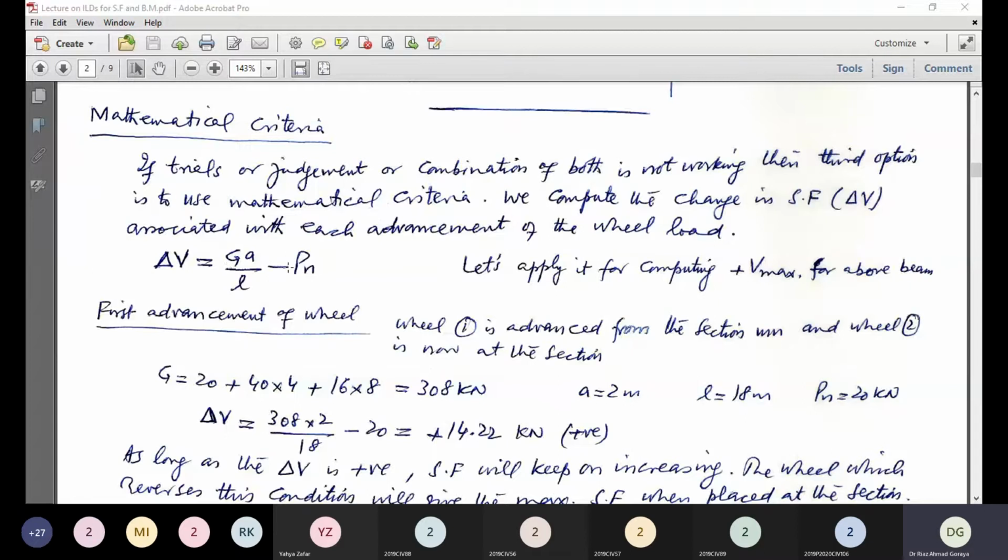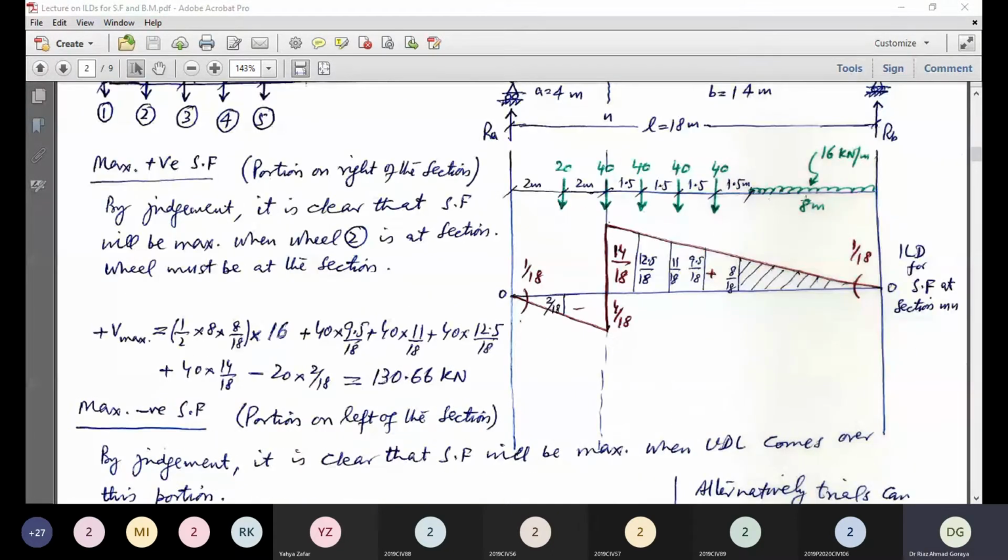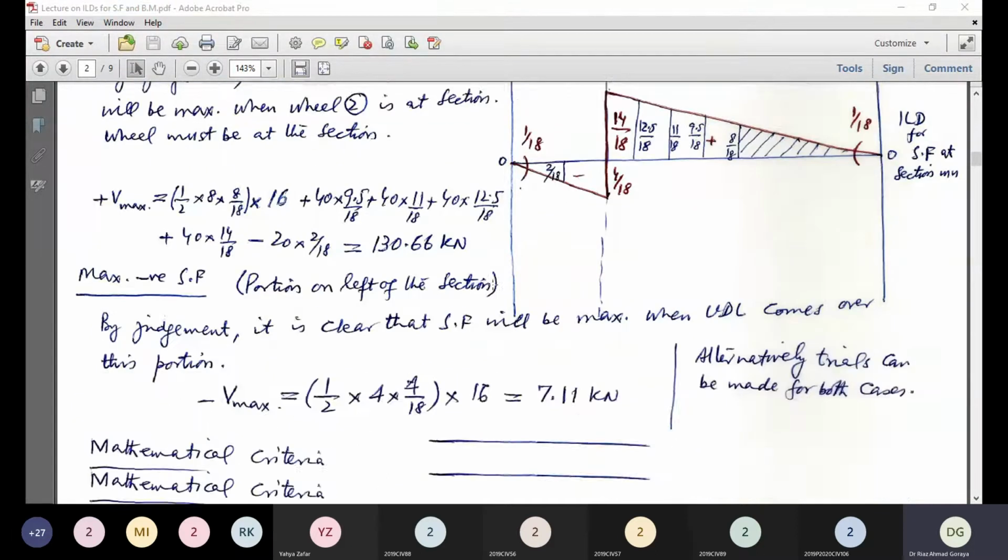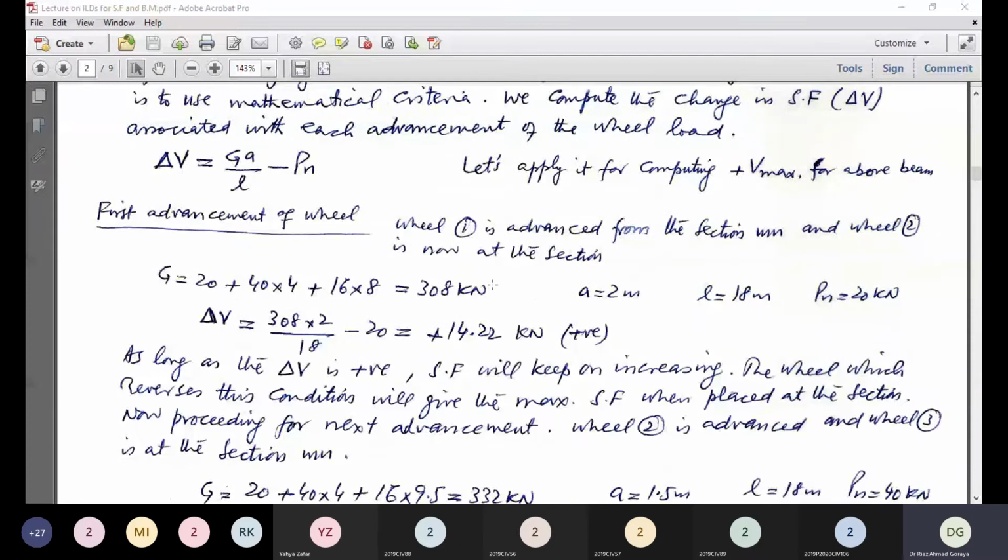Let's apply it for computing the maximum positive shear force for the above beam. So first advancement: wheel 1 is advanced from the section Mn and wheel 2 is now at the section. Now wheel 1 is also on the span. This is the arrangement. Now G is the sum of the wheel loads and other moving load on the span. That is 20 plus 40 into 4 plus 16 into 8, that is the UDL. The total is 308 kilonewton, whereas A, the advancement distance, is 2 meter.